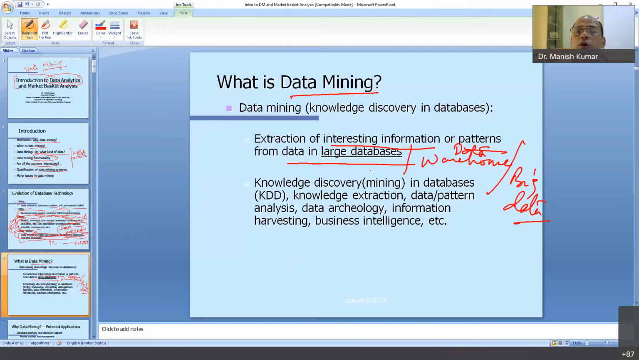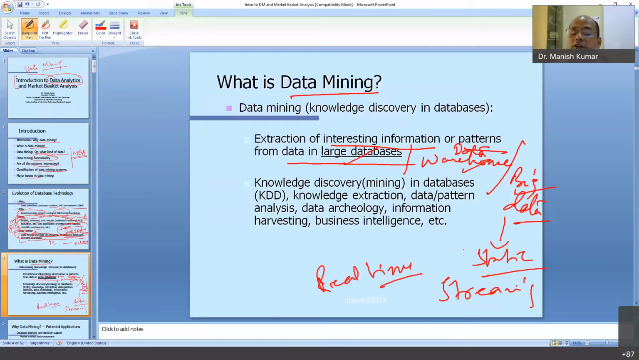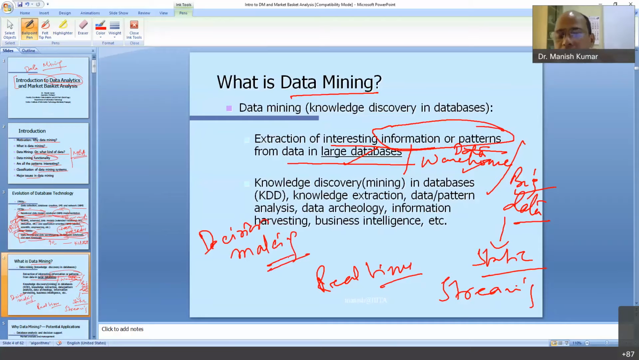What we look at is that either we are dealing with databases, maybe small or large, or we deal with a data warehouse, or we are dealing with big data where the data may be static or streaming data, which may be real time. So it could be anything. What we look for is new information and patterns which could be useful for decision making. This was the case, and this is the case in today's analysis.